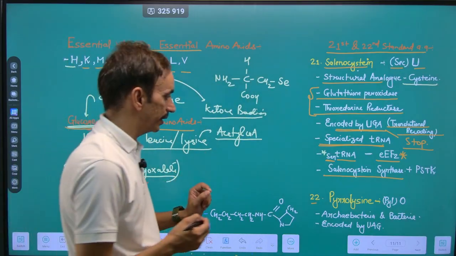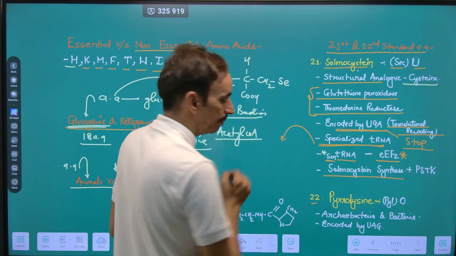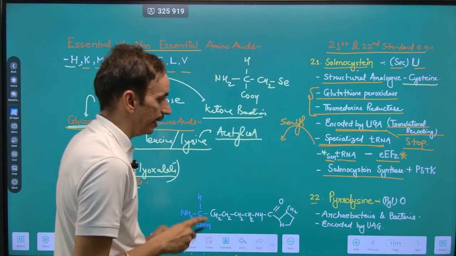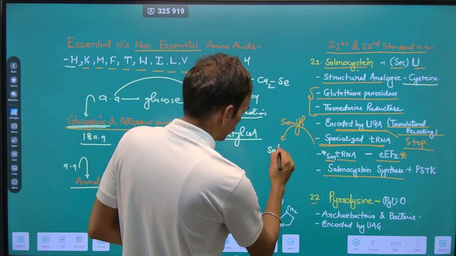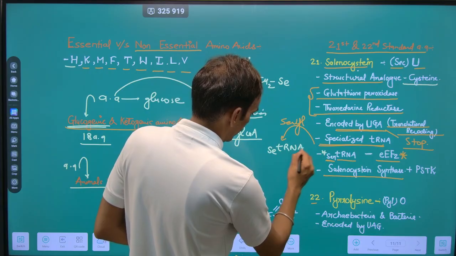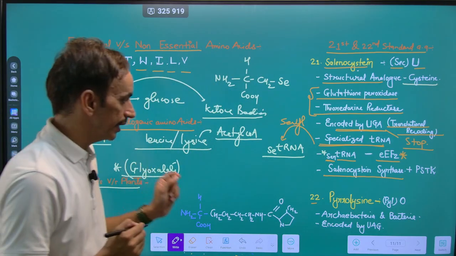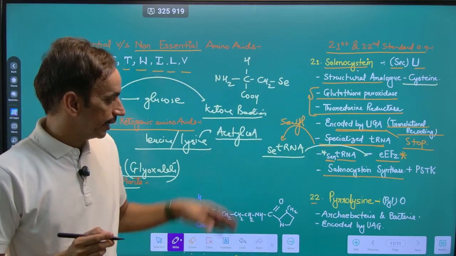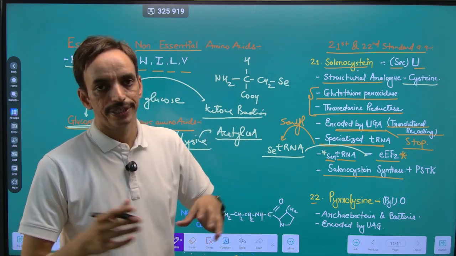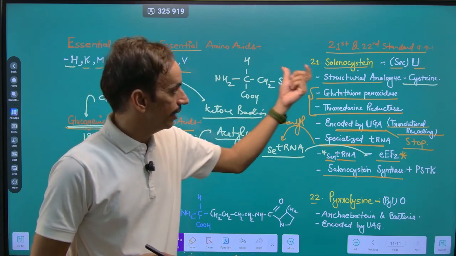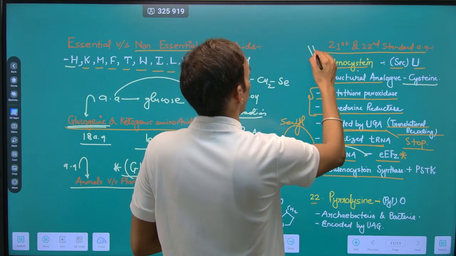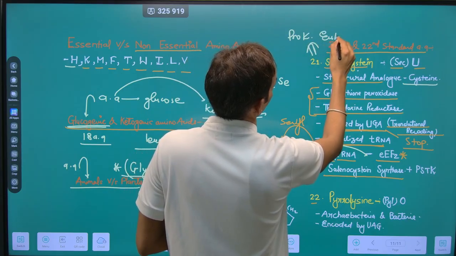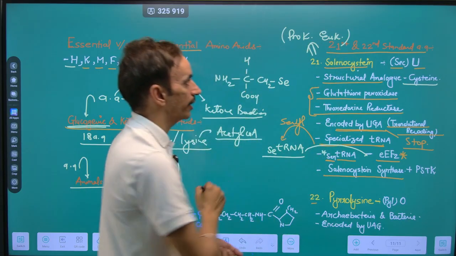This selenocysteine synthase converts or replaces this seryl group by a selenium group. So it will become selenocysteinyl tRNA. Now this tRNA can be recognized by the eukaryotic elongation factor and can be added in the polypeptides. Selenocysteine is found in both prokaryotes as well as eukaryotes. तो यूकैरियोट्स में भी आपको देखने को मिलेगा सेलिनोसिस्टीन और प्रोकैरियोट्स में भी देखने को मिलेगा.